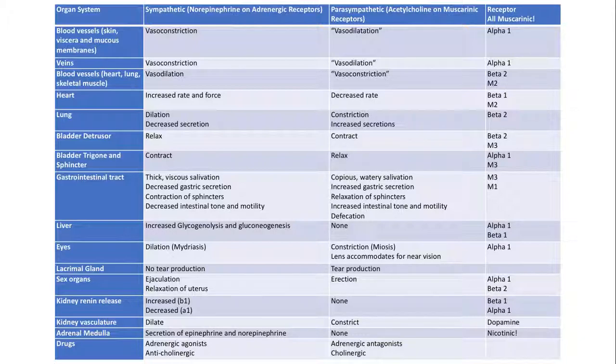Screenshot this and commit it to memory because it will not only help you remember the sympathetic versus parasympathetic, but it'll help you remember the receptors and the drugs. If you want to, you can just cut out half of it and memorize one side and know that the other side does the opposite.